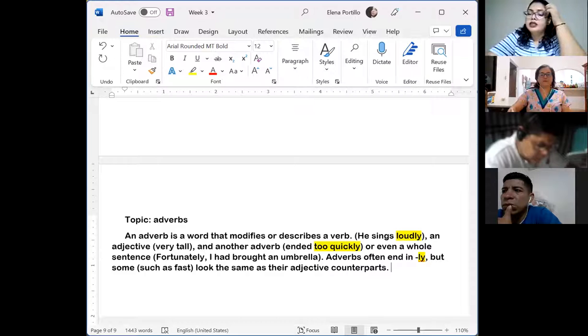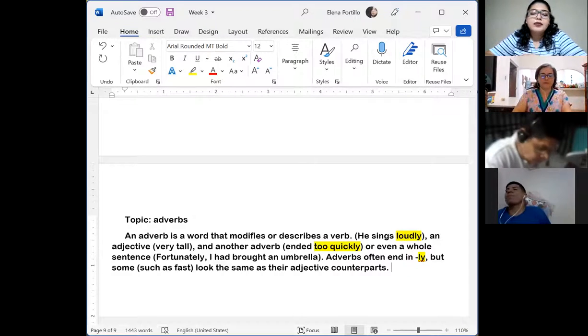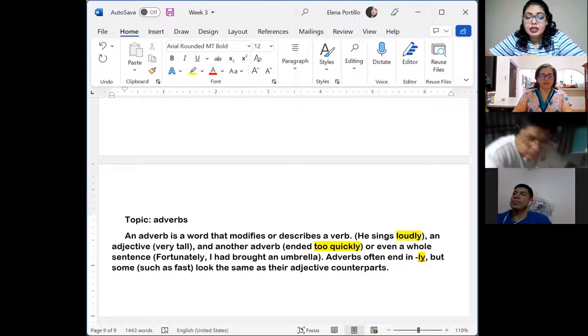So in this case, estamos hablando en general de los adverbios. Y dice que son palabras que modifican o describen tanto al verbo como al adjetivo como otro adverbio y a veces también oraciones completas. También dice que terminan con L o con Y, pero tenemos algunas palabras, así como el ejemplo de fast, que son iguales que el adjetivo.